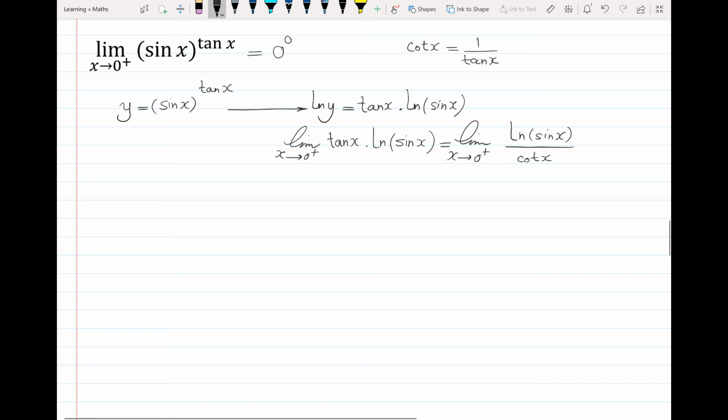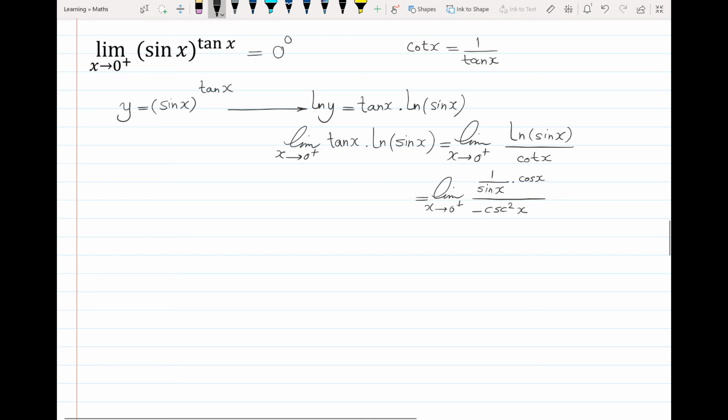Now we have a fraction and we can use L'Hopital's rule. We have to take the derivative of top and the derivative of bottom separately. The derivative of cotangent of x is negative cosecant squared of x. And the derivative of ln of something is 1 over that thing. So the derivative of ln of sine of x is 1 over sine of x, multiplied by the derivative of the inside. The derivative of the inside, which is sine of x, is cosine of x.